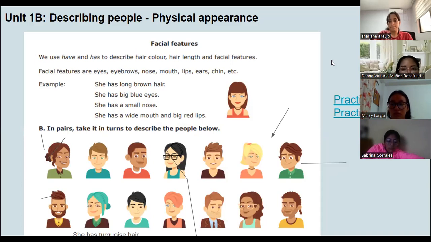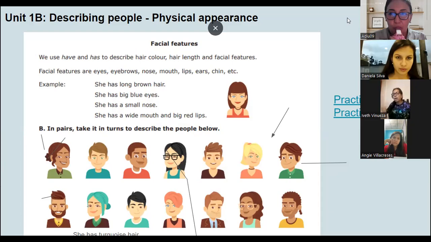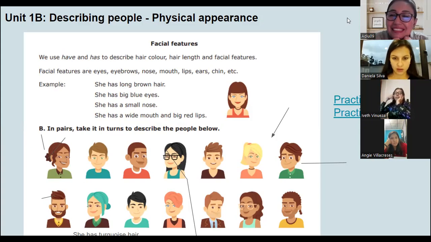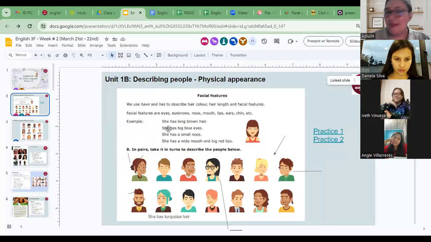I describe myself. Can you describe yourself? Okay. I have thin, long black hair. Good. And I wear glasses. Okay, good. I have a short nose. Okay. I have brown eyes, dark brown eyes. Okay, good. No sé qué más. Yeah, okay.